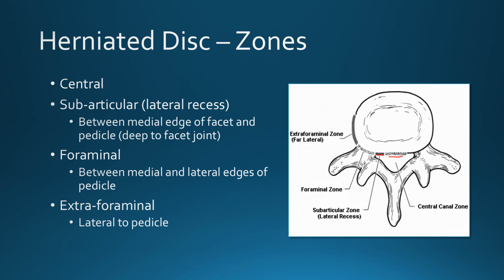Then the foraminal zone, which would be between the medial and lateral margins of the pedicle, and the extra-foraminal zone would be lateral to the pedicle. So usually when you name them, you take where the center of the herniation is, and that's the zone that you would use. And it's also possible for the herniation to involve more than one zone.